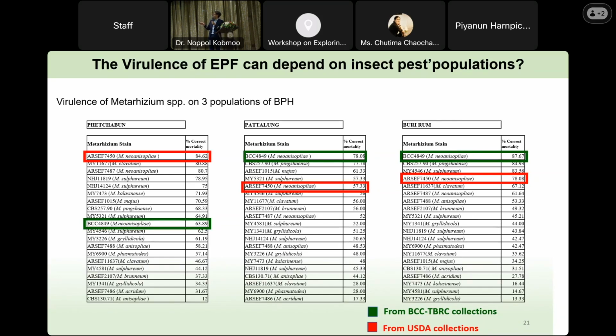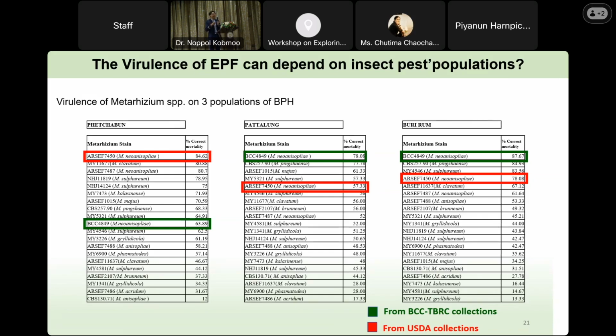For example, the BCC 4849, which is actually a champion candidate strain that is used by Biotech in our biocontrol program, is very virulent, with around 80 or more than 80% virulence against the brown plant hopper from Pathalung and Buriram. While from Phetchabun, it only gives pretty average entomopathogenicity. But another strain is more interesting for the brown plant hoppers from the Phetchabun population.